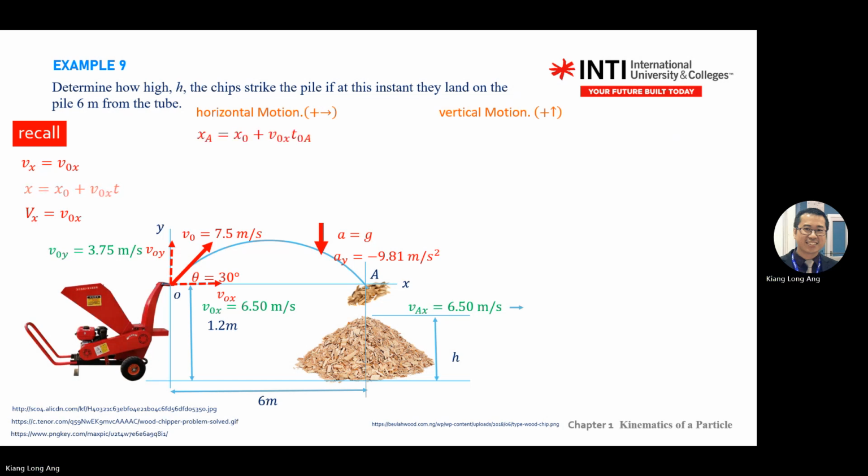Okay. So you already solved the first one just now. Now we do the second one. Second one, you look at the X direction. X direction, do you know 6 meter? X minus X0 means you move from this point to this point. What is X? X is 6. What is X0? 0. This is the 0 point. So this is 0, this is 6. Okay. So what is your VOX? VOX you already calculated just now. You already have the answer. You don't have the time.